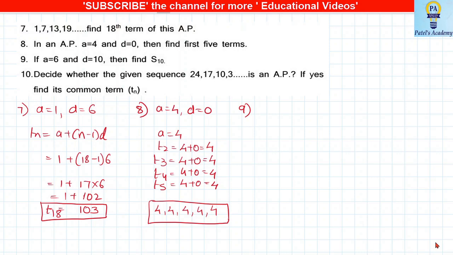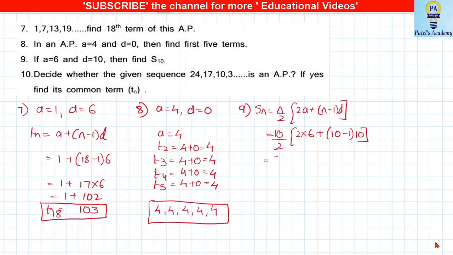Let's see the ninth one. Value of A is given, D is given, and you have to find out Sn. So the Sn formula is n upon 2 into (2a plus (n minus 1)d). So we want S10. So n is 10. 2 into a, which is 6, plus 10 minus 1. The value of d is 10.